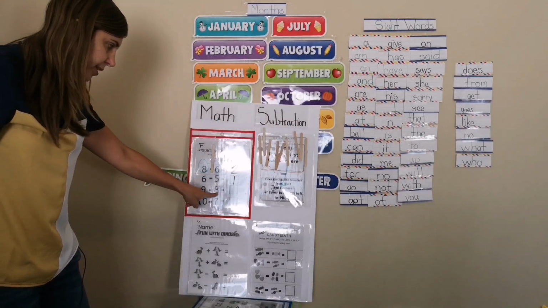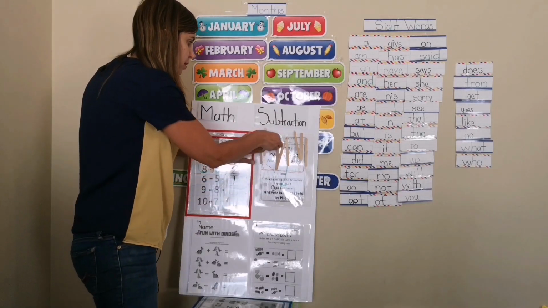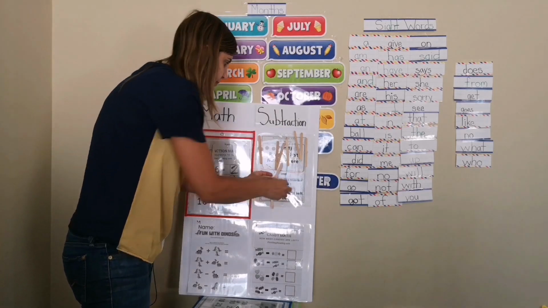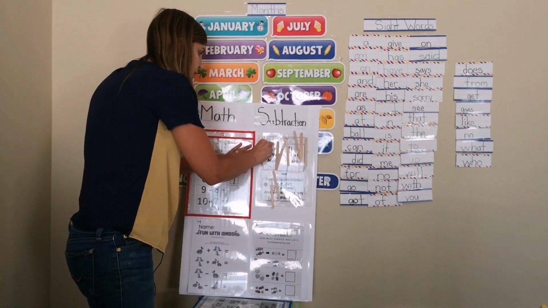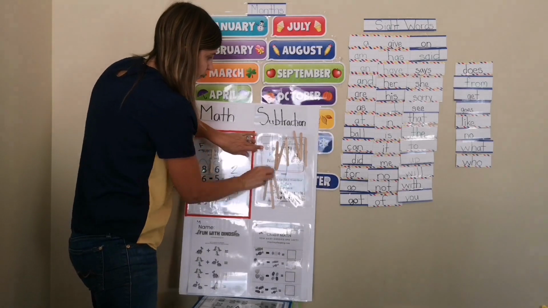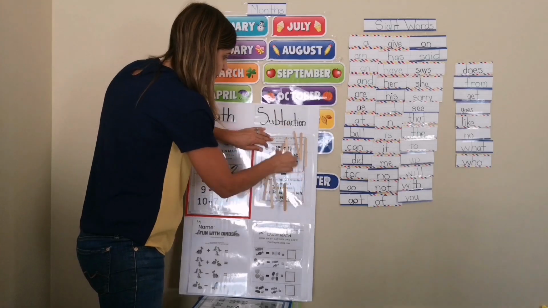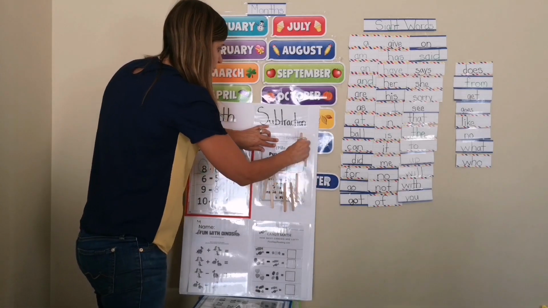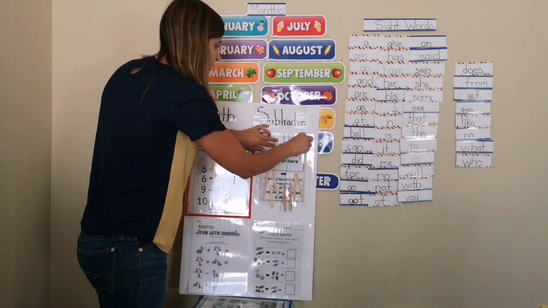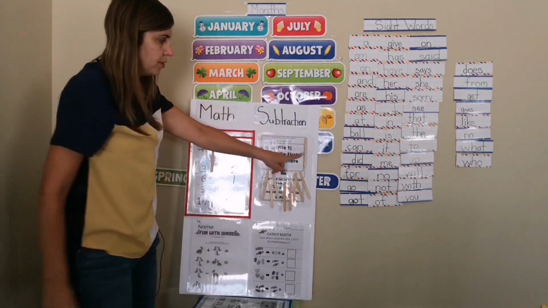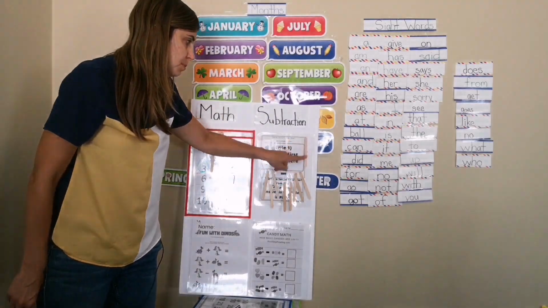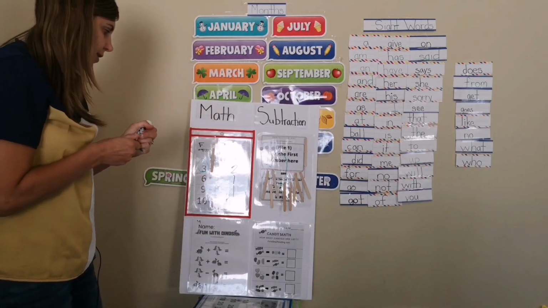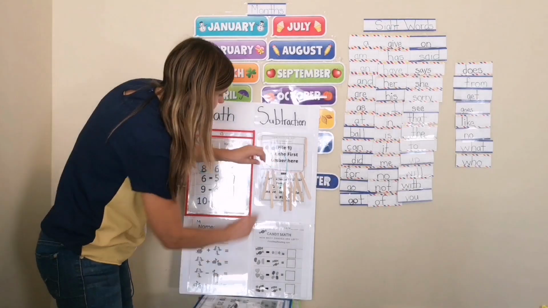And it says 8 have to go to the second box. 1, 2, 3, 4, 5, 6, 7, 8. And my answer is how many are left in my first box? 1. Okay? Now it says I need 10 in my first box.